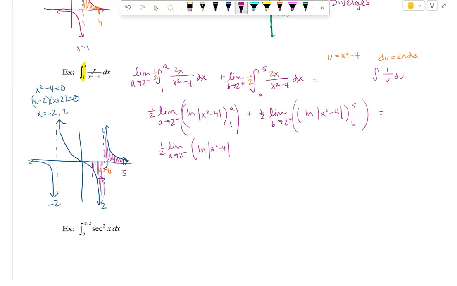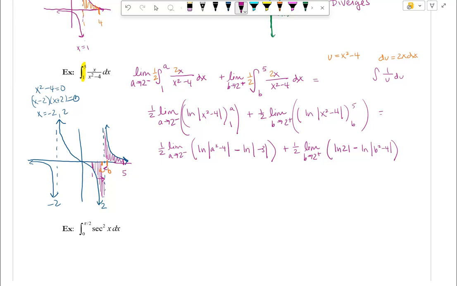So the natural log of the absolute value of a squared minus 4 minus the natural log of the absolute value. When I plug a 1 in there, 1 squared minus 4 is -3. All right, then we're adding to that 1/2 the limit as b approaches 2 from the right. Same thing when I plug in my 5. Let's see, 5 squared minus 4 is 21. So I get the natural log of 21. Since that's positive, I can drop that absolute value. And then I'm going to subtract from that the natural log of the absolute value of b squared minus 4.